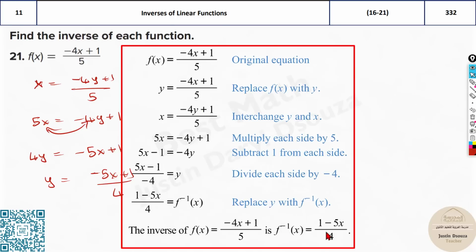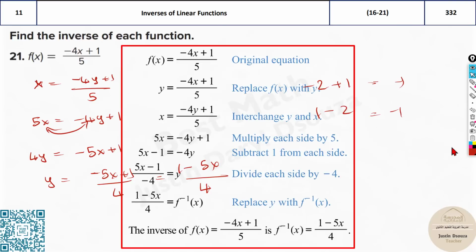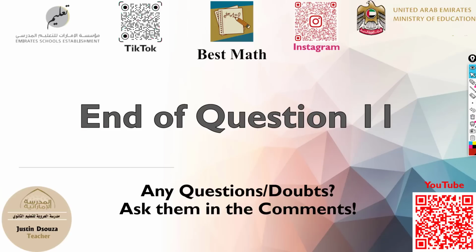I hope that's clear. Now over here they have written the same thing, but they have written 1 first. You can also write this as minus 5x. That is also absolutely fine. You can just imagine you have minus 2 plus 1 or 1 minus 2. What's the answer? Here it'll be negative 1. Here also it's negative 1. So that is fine. So that's the answer. And that's the end of this question.